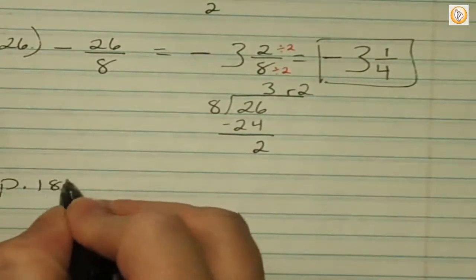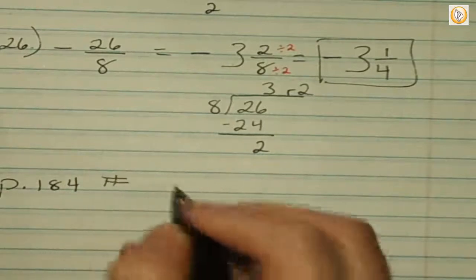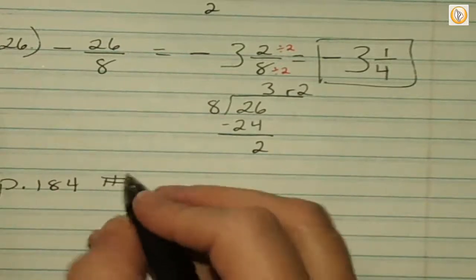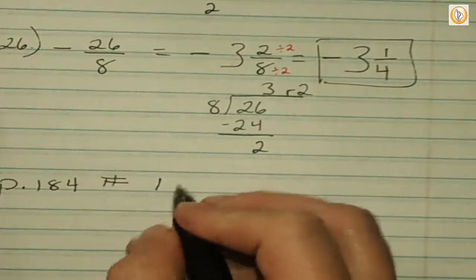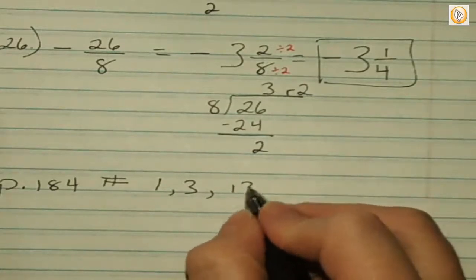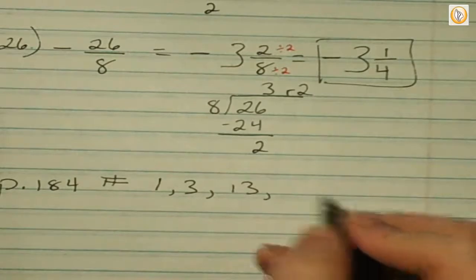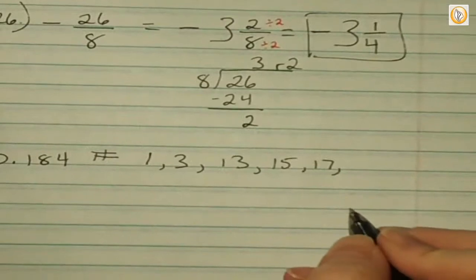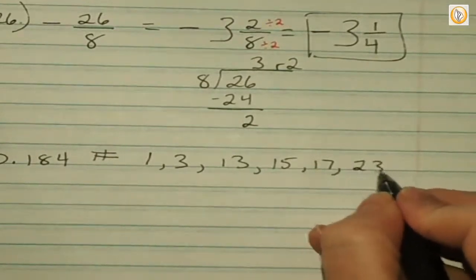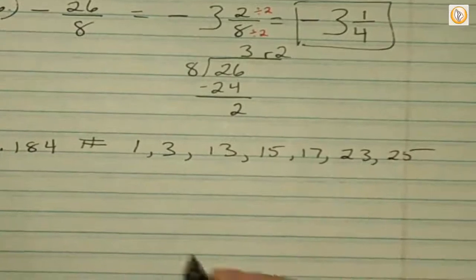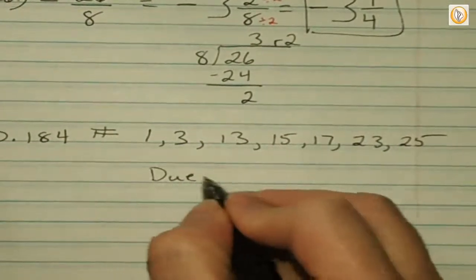You're on page 184. Numbers 1, 3, 13, 15, 17, 23, and 25. That's it. Due Thursday.